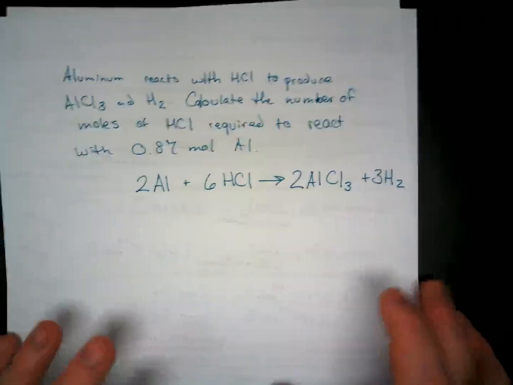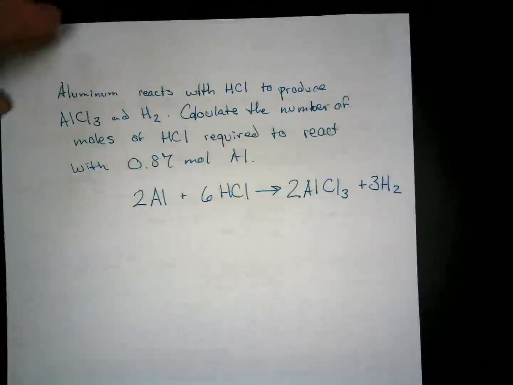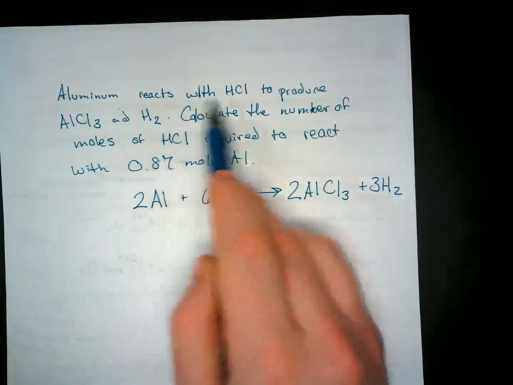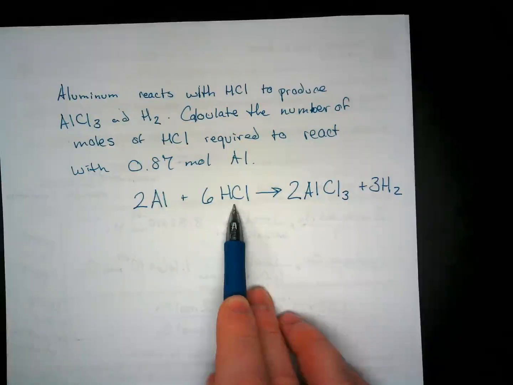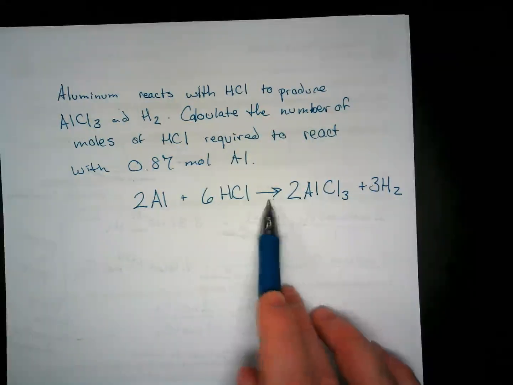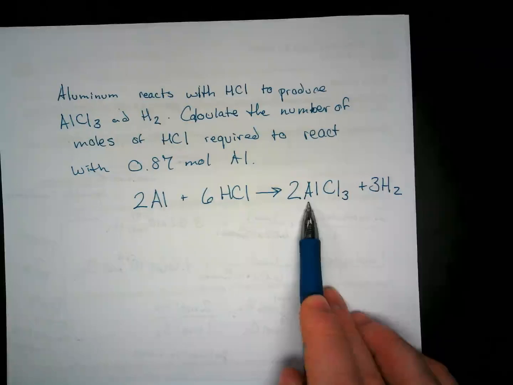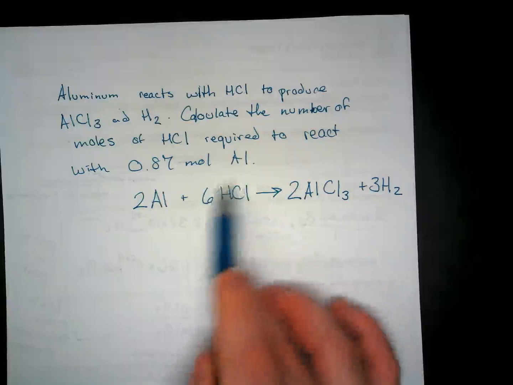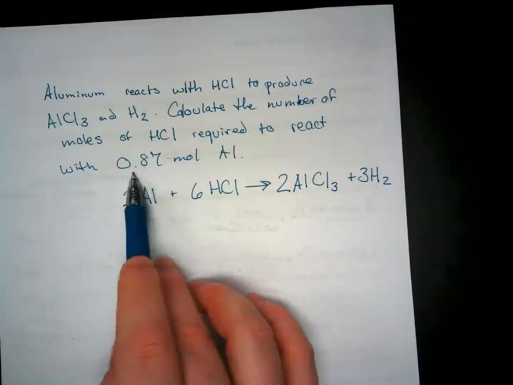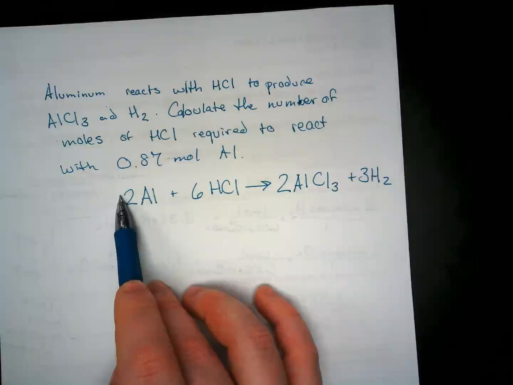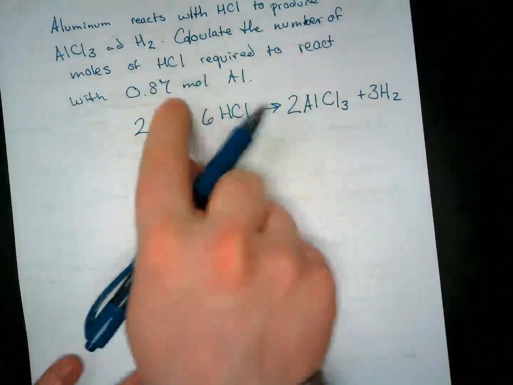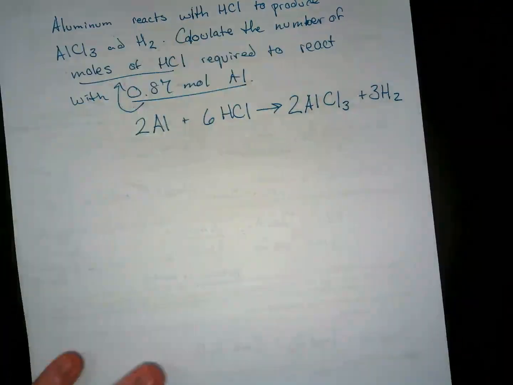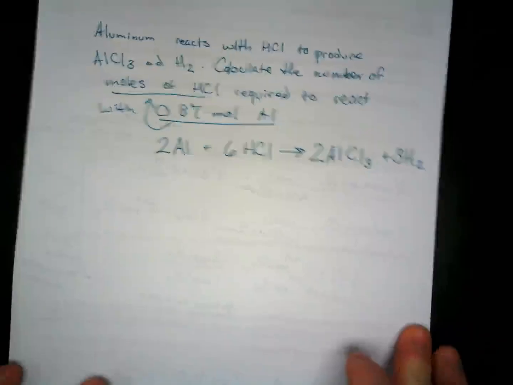Okay, and this is a great question too, to see another way that these questions are formed. Aluminum is reacting with hydrochloric acid, and it's going to produce aluminum chloride and also hydrogen gas. And we're trying to calculate the number of moles of this stuff right here required to react with 0.87 moles of this stuff right here. So we're going from moles of aluminum to moles of hydrochloric acid.